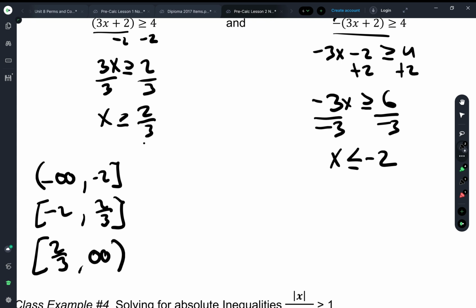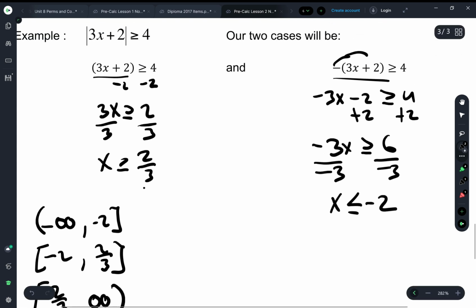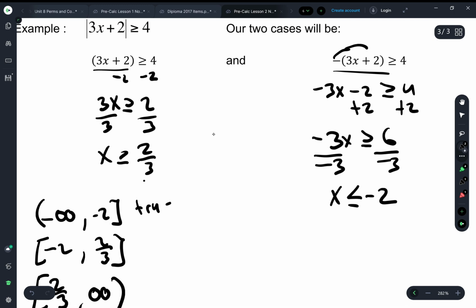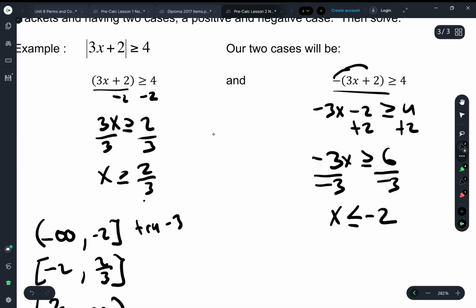All right, so let's try -3. So go up the top here, put -3 in, you get -9. -9 plus 2 is -7. Absolute value of -7 is 7. Is 7 bigger than 4? Yes, that one worked.